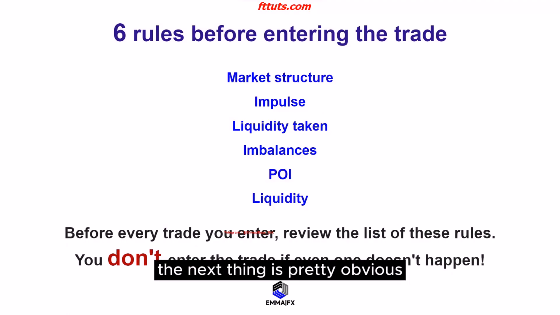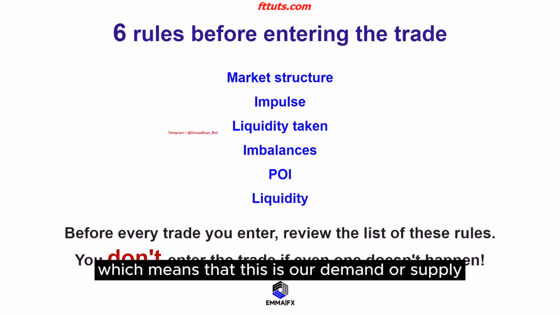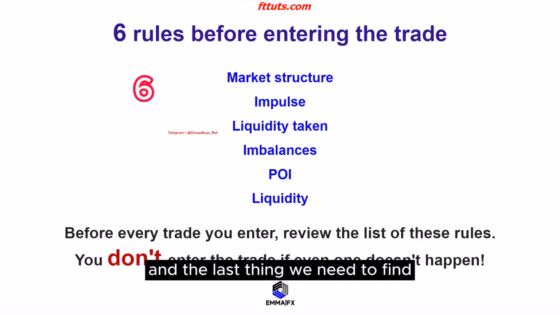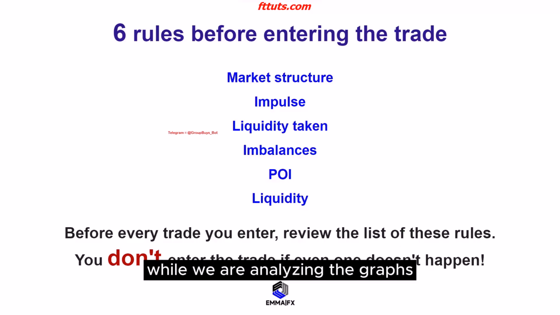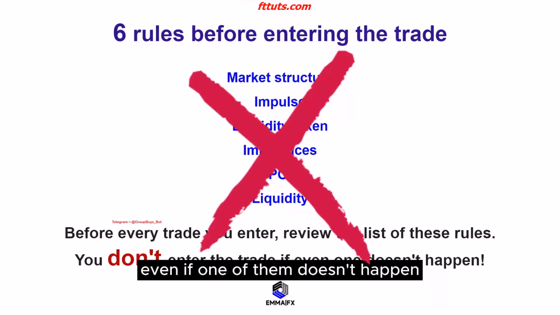The next thing is pretty obvious. We need to mark our POI, which means that this is our demand or supply. And the last thing we need to find is the liquidity created while we were analyzing the graphs. I know this is something you probably heard many times before, but I'm going to say it anyway. You don't enter a trade if even one of them doesn't happen.